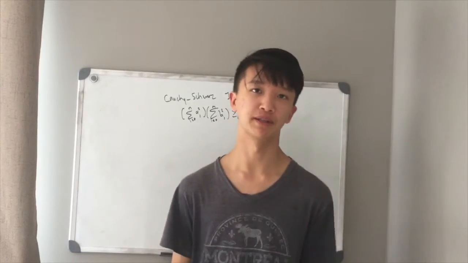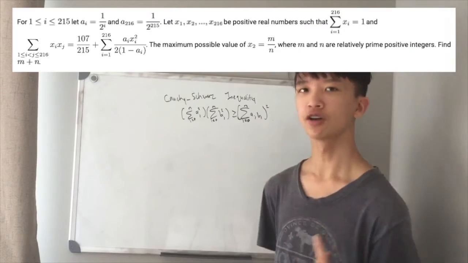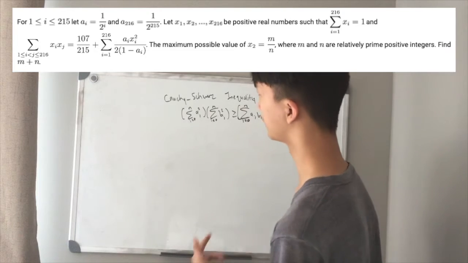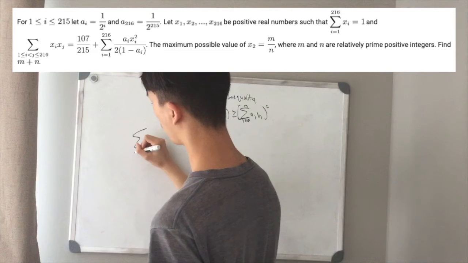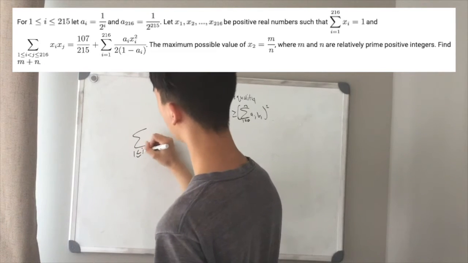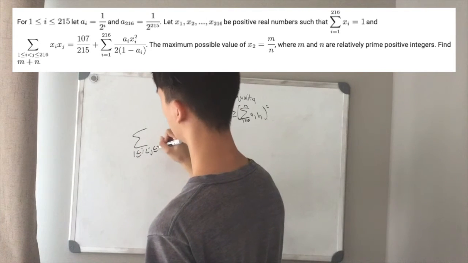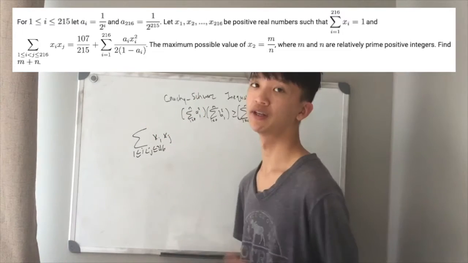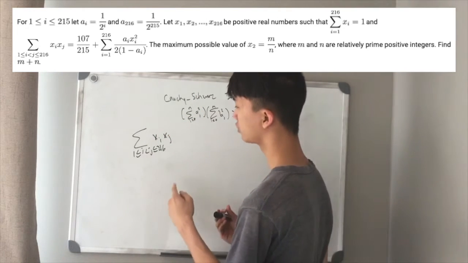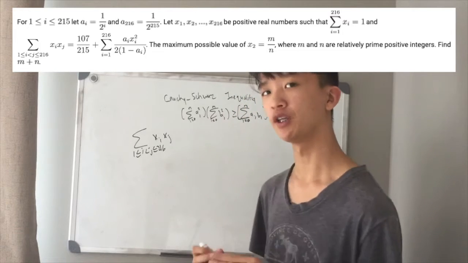And now our problem is above me. So first, we want to figure out what this summation up here is, or what is the sum for 1 less than or equal to i less than j less than or equal to 216 for all x_i, x_j. But then notice that j is strictly greater than i, so j cannot be equal to i.